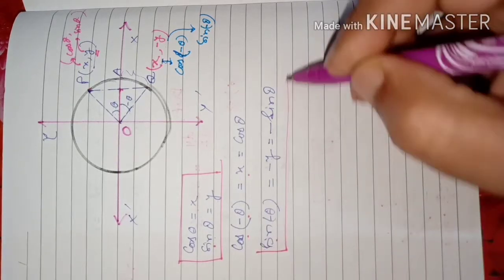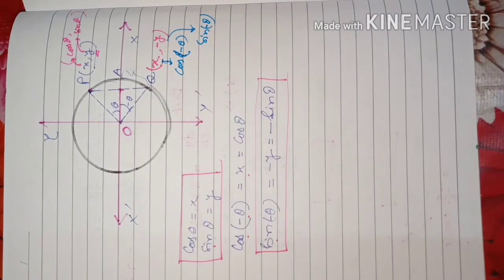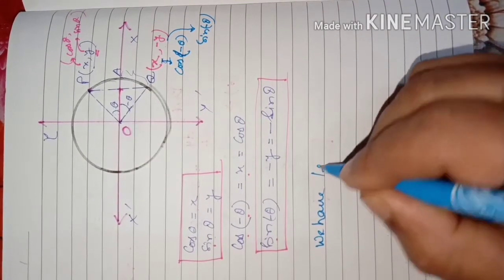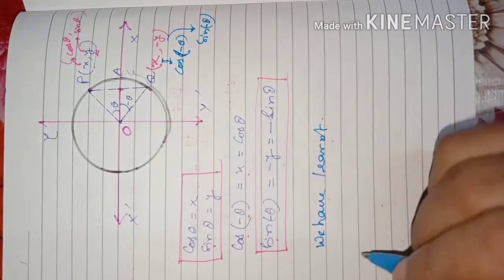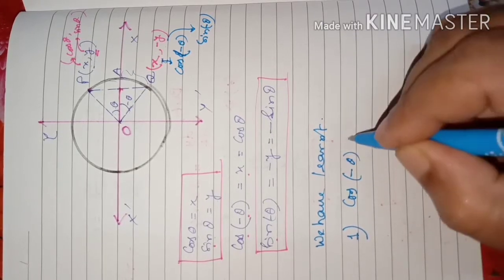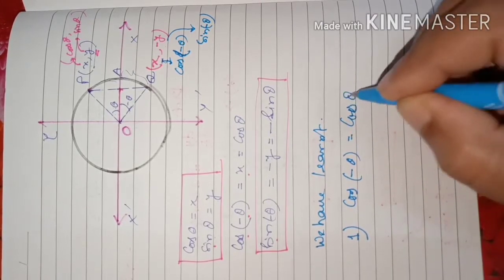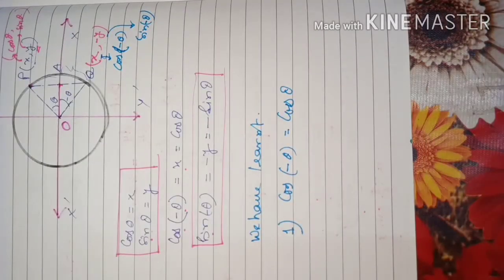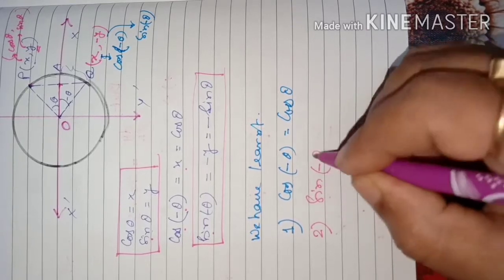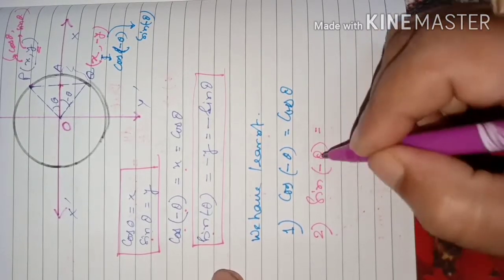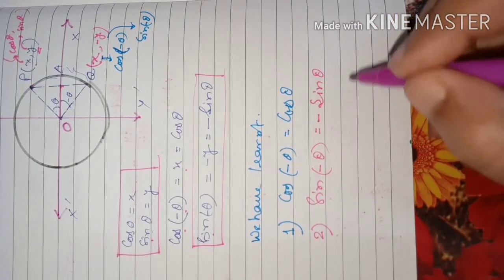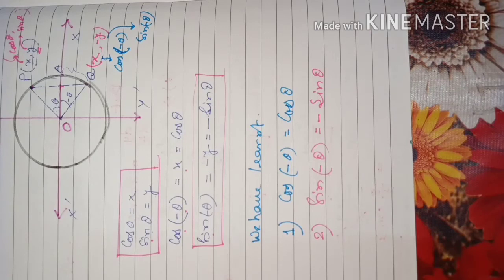Okay, this is to be kept in mind. So we have learned two things from this discussion. Point number 1, cos of negative theta will be again cos of positive theta. Point number 2, sine of negative theta, theta in radians, will be minus sine of theta, sine of positive theta. Where can you apply this?